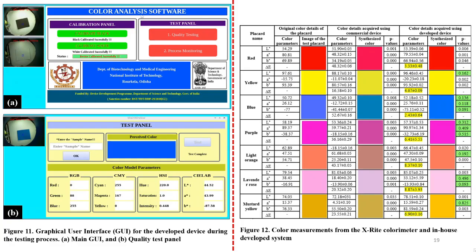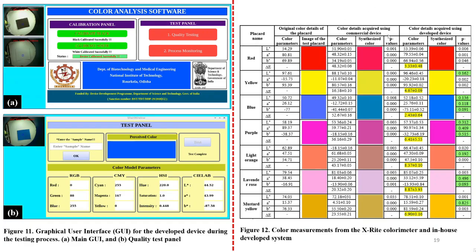Results. This is the calibration, and how you do it. First we do it with the black placard, then with a white placard. Then when you put in any sample and try to measure the color, we get readings like this. Herein we have the synthesized color after the imaging system has imaged the sample. You can select a particular region of interest to read the color parameters. On the right hand side you have the original placard details through which we prepared the placard.